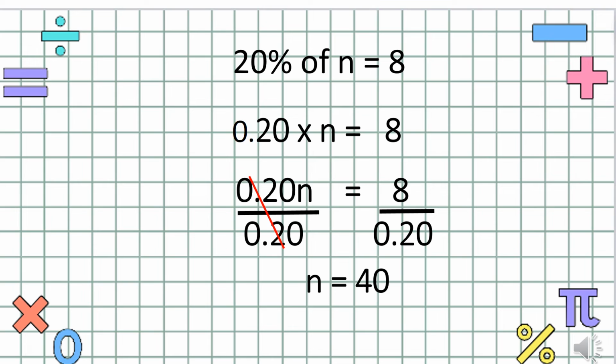Saan galing yung 0.20n? Minultiply yung 0.20 by n. So pinagsama lang sila. Naging 0.20n is equivalent to 8. Then, divide both sides by 0.20. So, 0.20n over 0.20, the answer will be n. Then, 8 over 0.20, the answer is 40. So, our base here is 40. That is the answer.